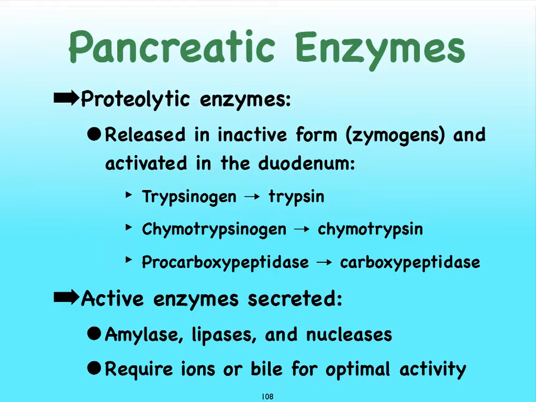Some enzymes are secreted active, enzymes that help with the digestion of carbohydrates and lipids and nucleic acids. We can call them the lipases, the nucleases, and so once again we come across amylase. Recall that we found amylase in the saliva, so we have a form of salivary amylase that begins the digestion of complex carbohydrates, and here we see pancreatic amylase that continues the digestion of complex carbohydrates. Many of these enzymes require a variety of ions, electrolytes, or even bile in order to function most optimally.